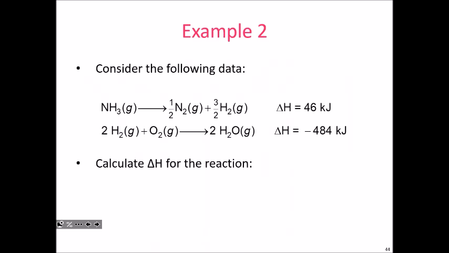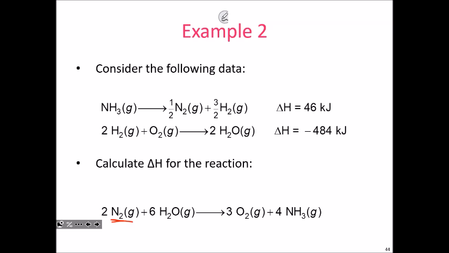These are our 2 steps. These are their delta H's, but we want to achieve this overall reaction. We want to achieve 2 nitrogen molecules plus 6 waters, giving us 3 oxygens and 4 ammonias. That's our overall. So I'm going to start there and start looking at my steps. Okay? So here I have nitrogen. Where is nitrogen in my steps? Oh, it's right here.